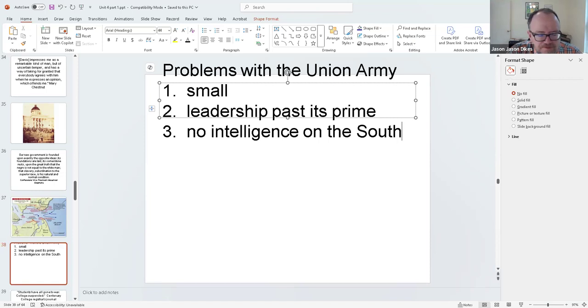Problems with supply systems: where are we going to get all the supplies for an army that's eventually going to have 1.8 million men in it? All that stuff is going to have to be built during the war.